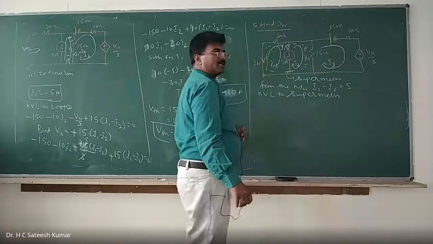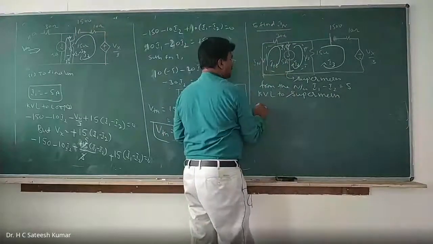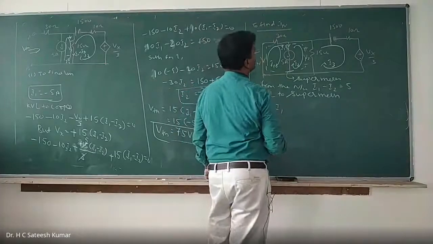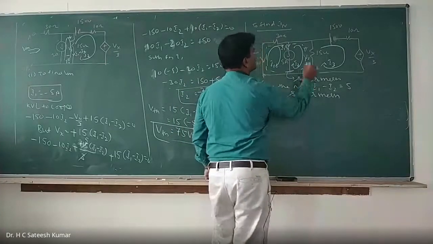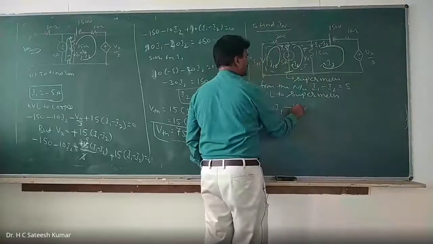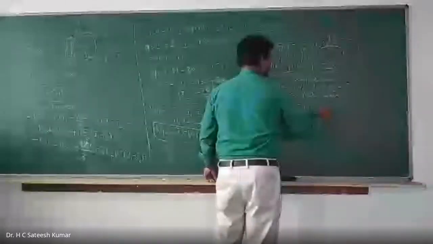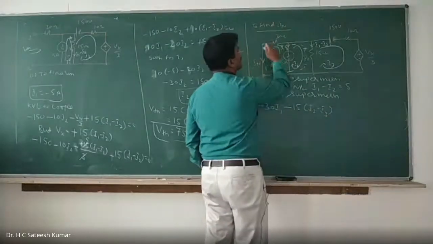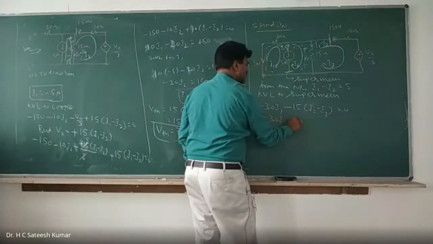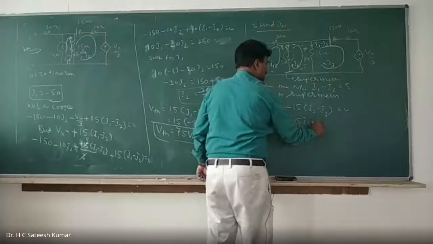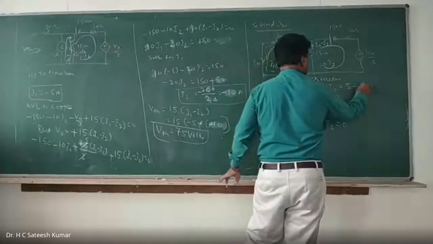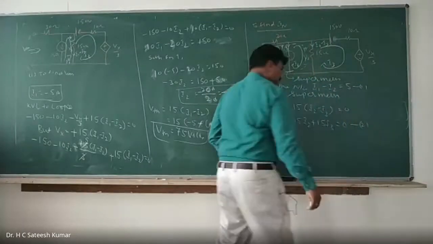If you are applying KVL to super mesh, start from this point. Minus 30 into I1. Minus, this current is I2 minus I3, minus 15 into I2 minus I3. That's all. Only 2 is equal to 0. Therefore, minus 30 I1 minus 15 I2 plus 15 I3 is equal to 0. Call this as equation number 1. Call this as equation number 2.